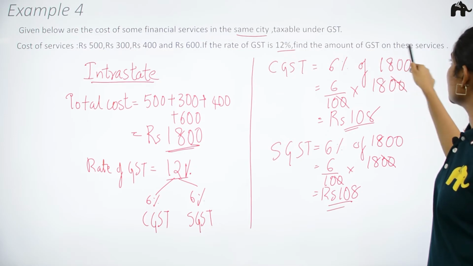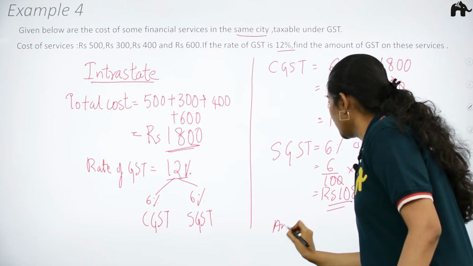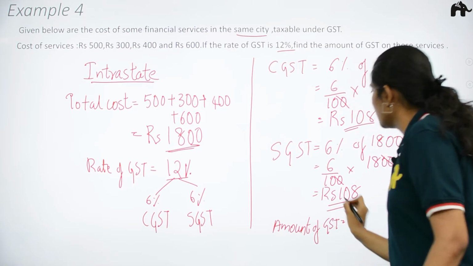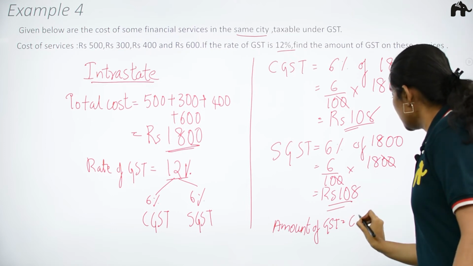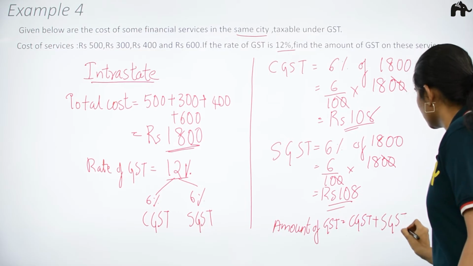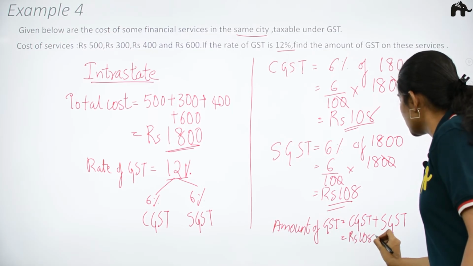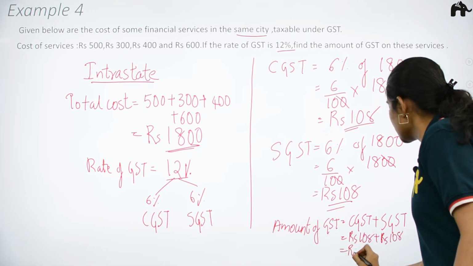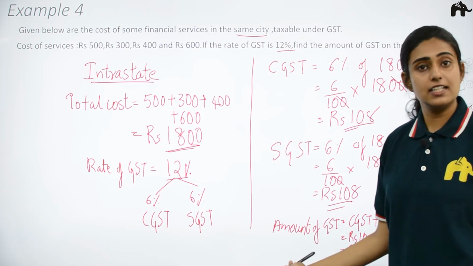Find the amount of GST on these services. We need to find the total amount of GST. Amount of GST. How do you get? Amount of GST will be equal to, we need to just add up this. That is CGST plus SGST. Here CGST is rupees 108 plus rupees 108. You will be getting rupees 216. This is the final tax amount.